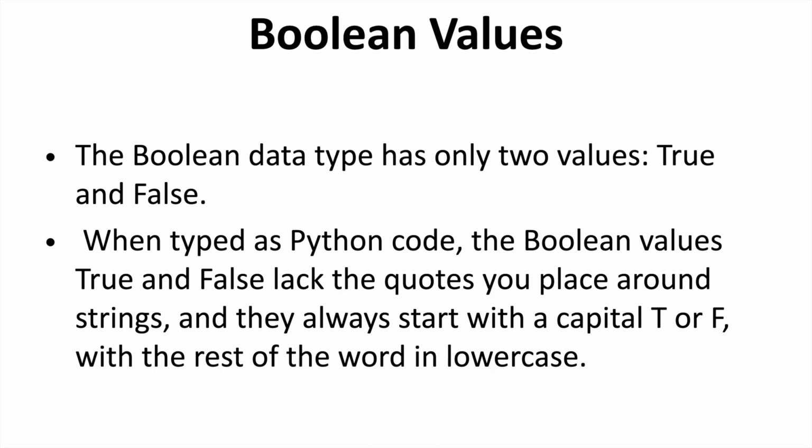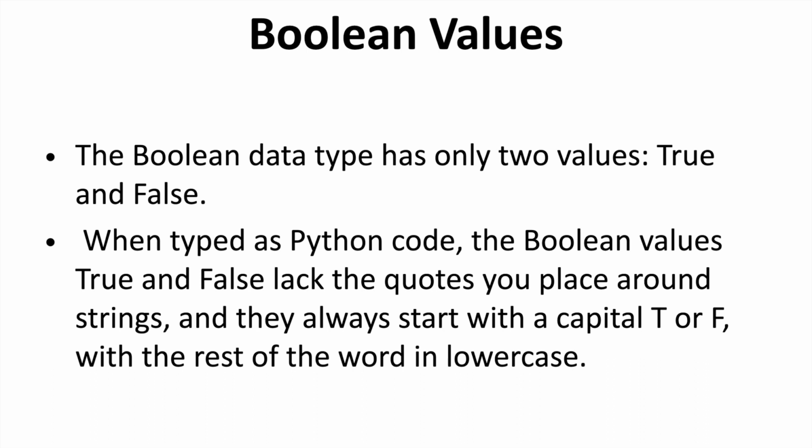Next, I will move to the concept of Boolean values. The Boolean data type has only two values. You know that Boolean means it represents only two values, that is, it can be either true or false. So in Python, how to represent Boolean values is very important. Boolean values are True and False, right?